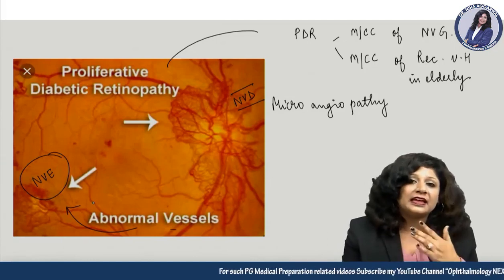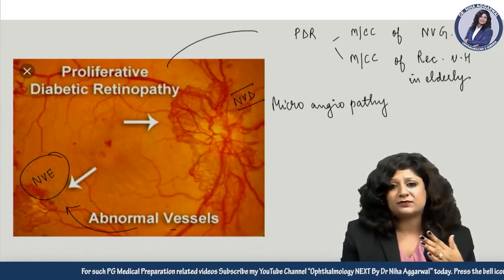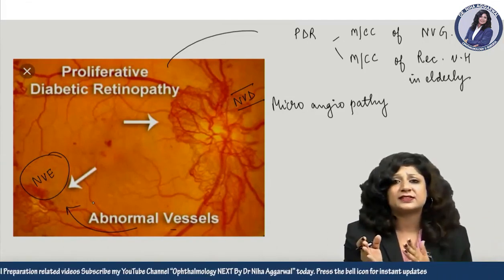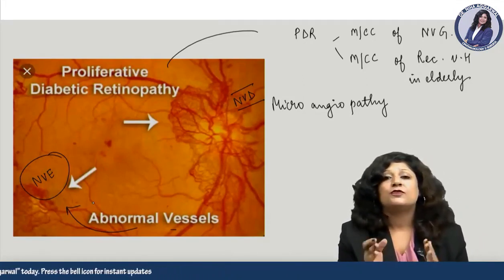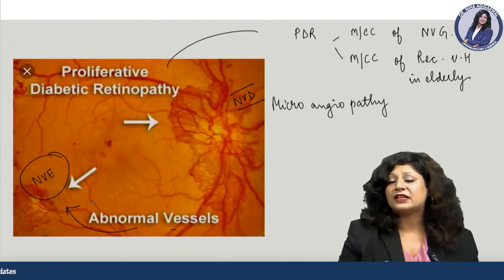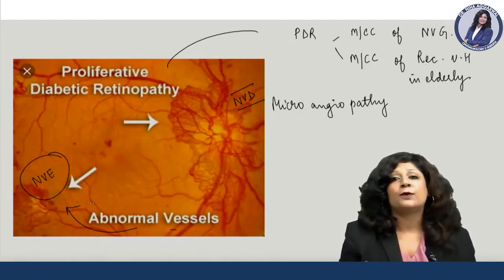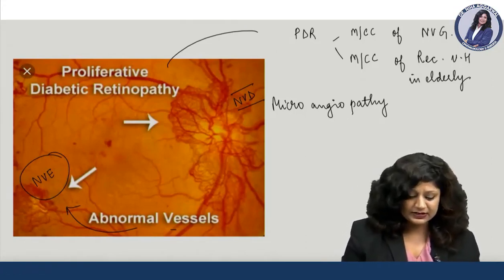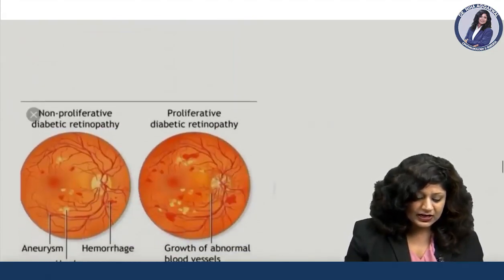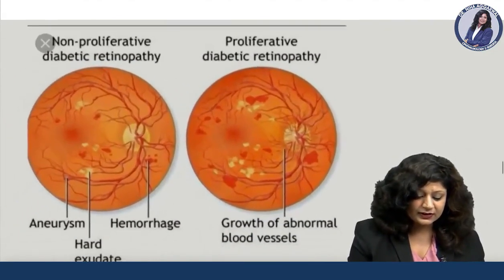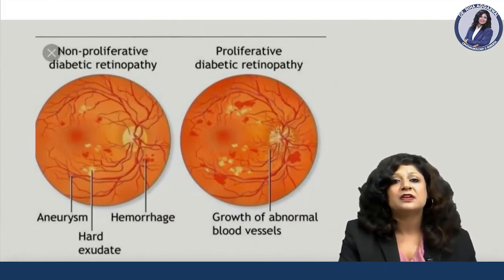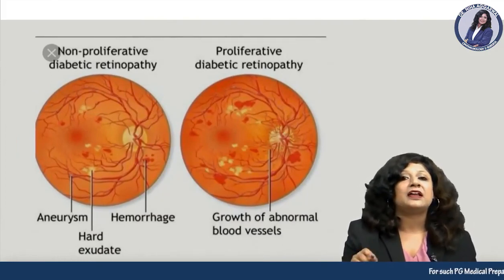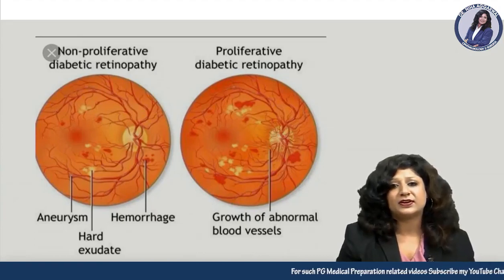While the NVE is along the major blood vessel. So we have clear-cut two cases. We have the NVD and we have NVE, which can actually differentiate this PDR from the non-proliferative diabetic retinopathy. Now see here, can you see the difference here? We can have a comparison between the non-proliferative diabetic retinopathy and a proliferative diabetic retinopathy.